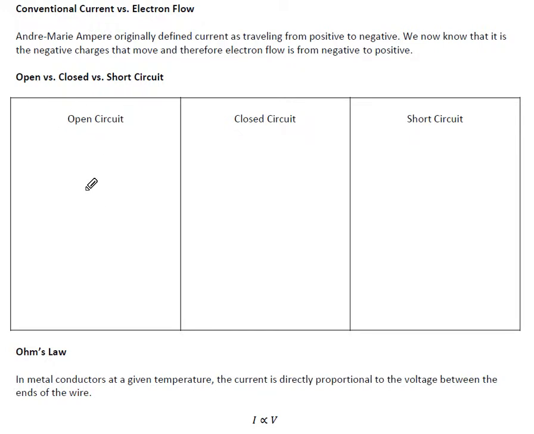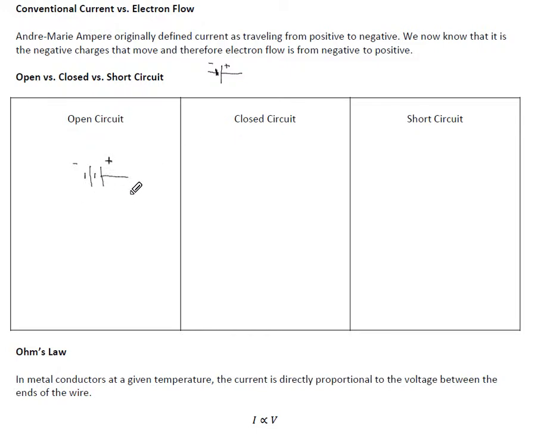So open circuit. If I have a circuit, I'm going to draw a battery. A cell is if you just draw a little line and a big line, and we put the plus on the big side and a negative sign on the other side. For a battery, we can draw basically multiple cells. A battery consists of multiple cells.